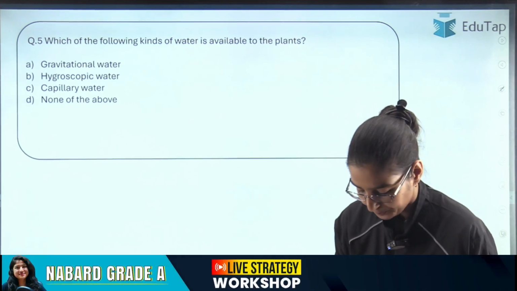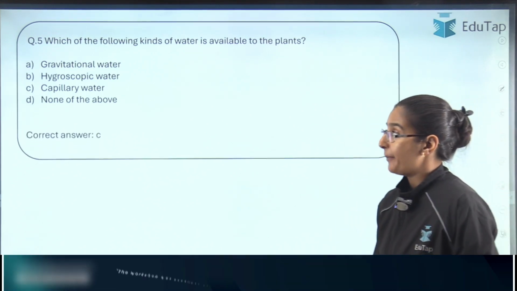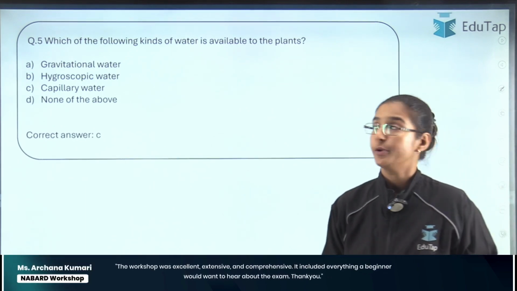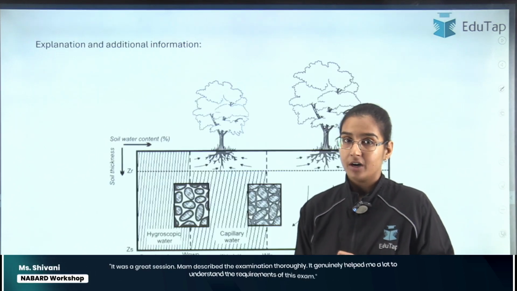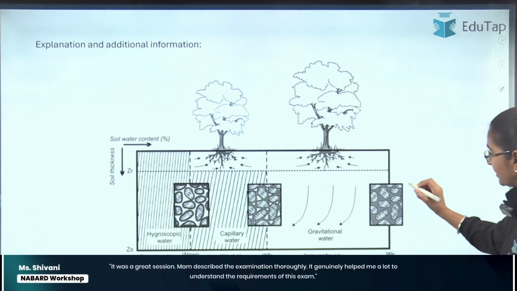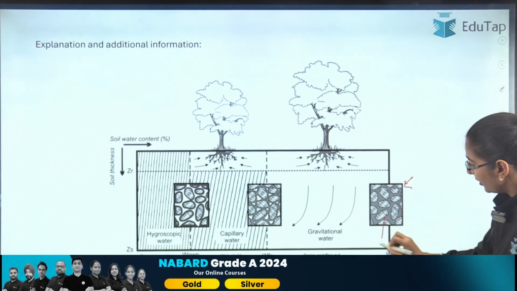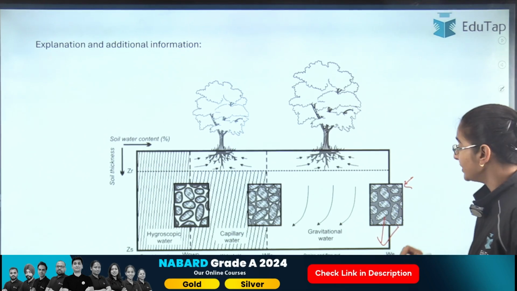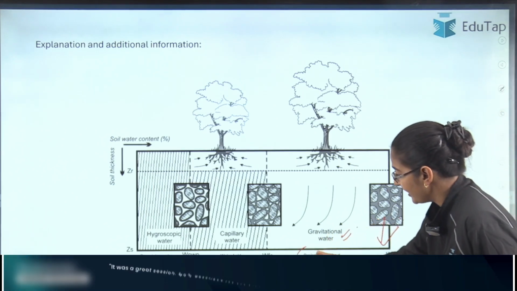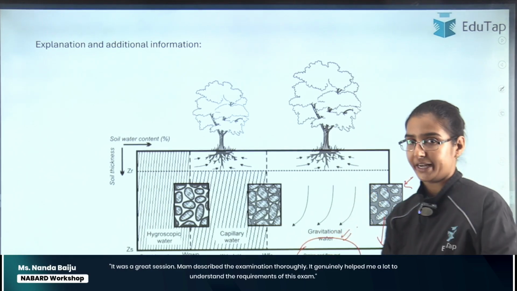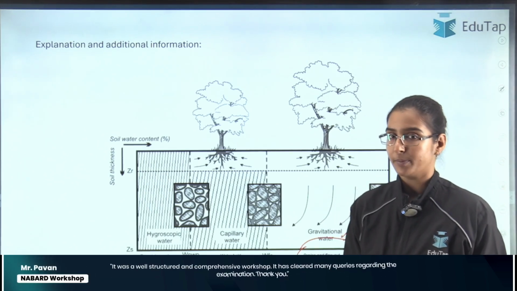So the correct answer for this question is option number C, capillary water. Again, what is the difference between gravitational water, hygroscopic water and capillary water? As we have studied previously, you can see in this picture, both the macropores and micropores are filled with water. Now this water will move downwards because of the gravitational force, and this water will be known as the gravitational water, right? As written here as well, it drains and flows out vertically. So vertically, this entire water will drain out and it will not be available for the plant's uptake, right?